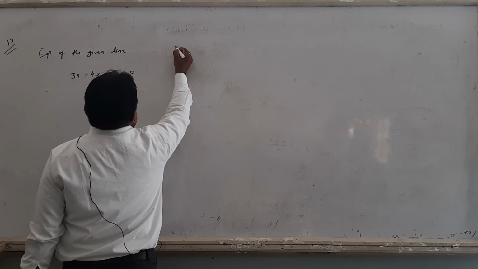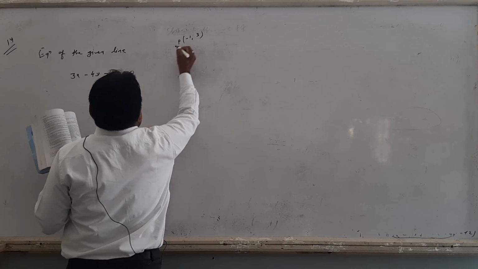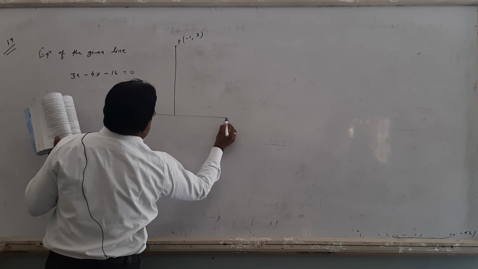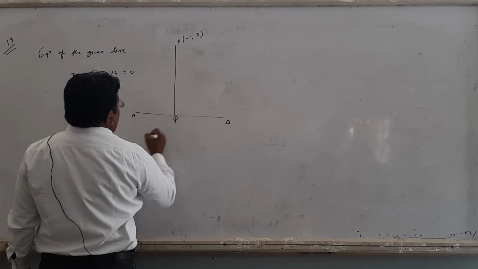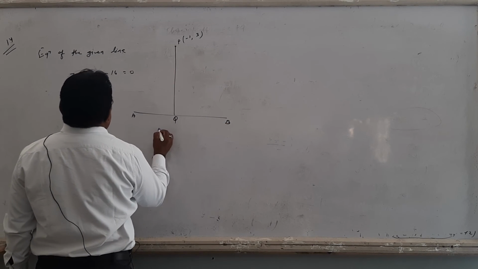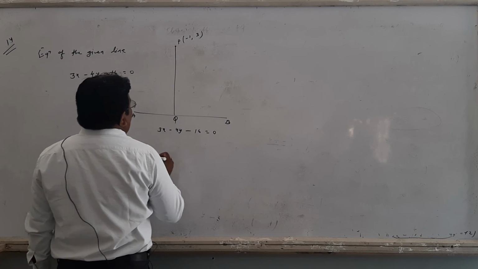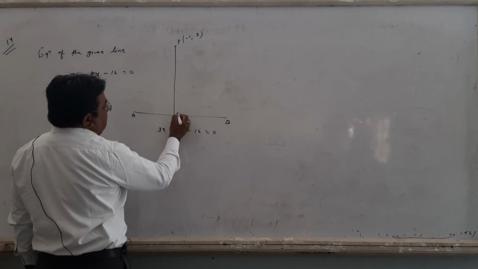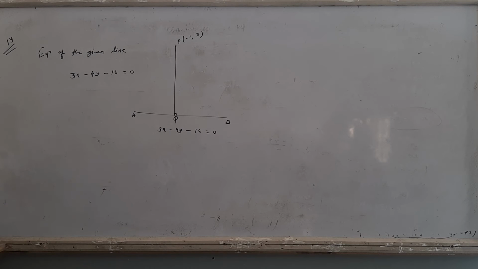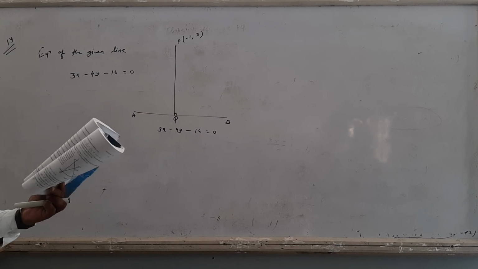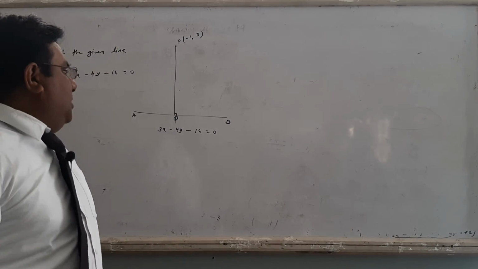Now according to the diagram, this is point P, given as minus 1 comma 3, and from this point to this given line, this is line AB and this is line PQ. The equation of the given line is 3x minus 4y minus 16 equals 0, and we have to find the coordinate of the foot of perpendicular. That means this is the foot of perpendicular, so you have to find the coordinates of point Q. So students, to find the coordinates of point Q, first find the equation of line PQ.